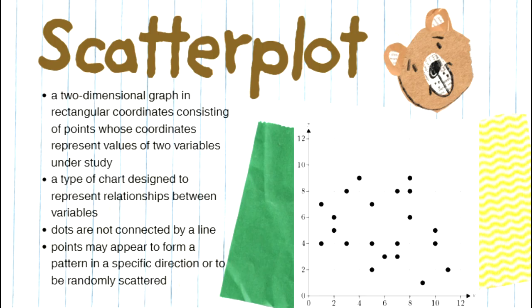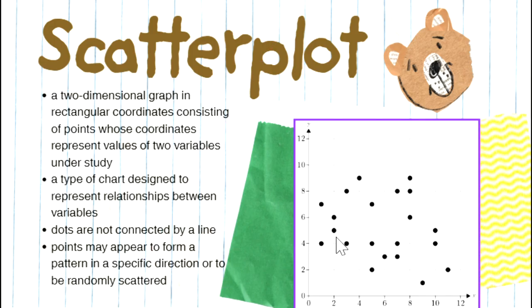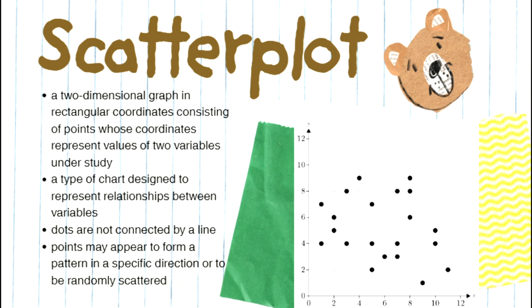Okay, so a scatter plot is a two-dimensional graph in rectangular coordinates consisting of points whose coordinates represent values of two variables under study. So this is what it looks like, okay? A type of chart, it's designed to represent relationships between variables. Dots are not connected by a line. Before we had graphs where we were connecting them by a line to make like parabolas or whatever. There's no line in this one.